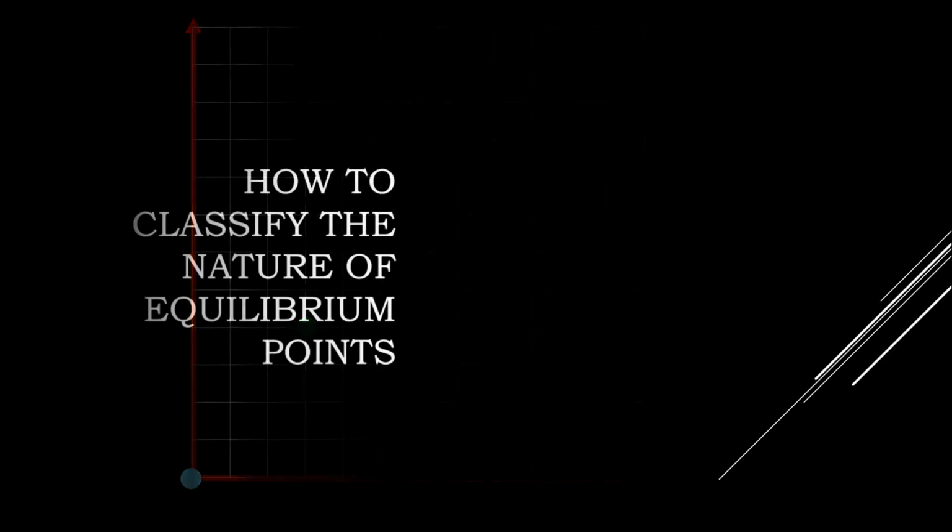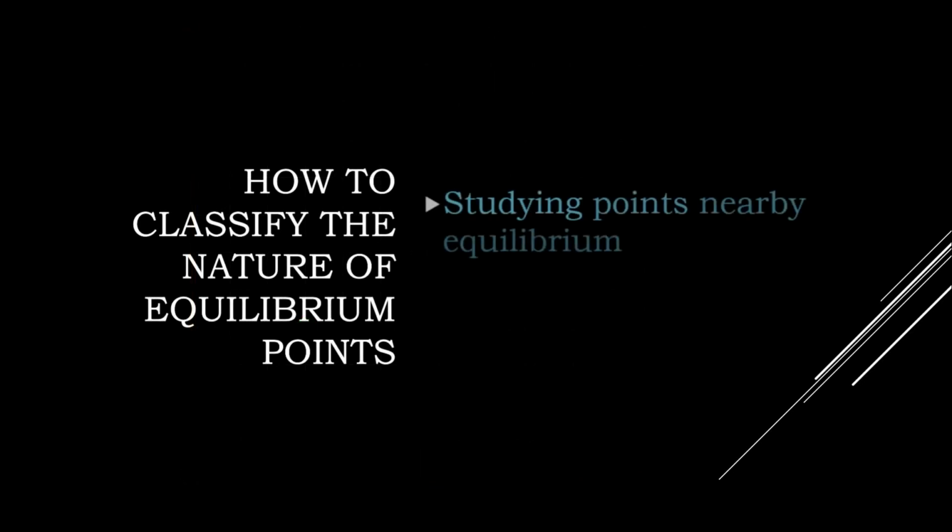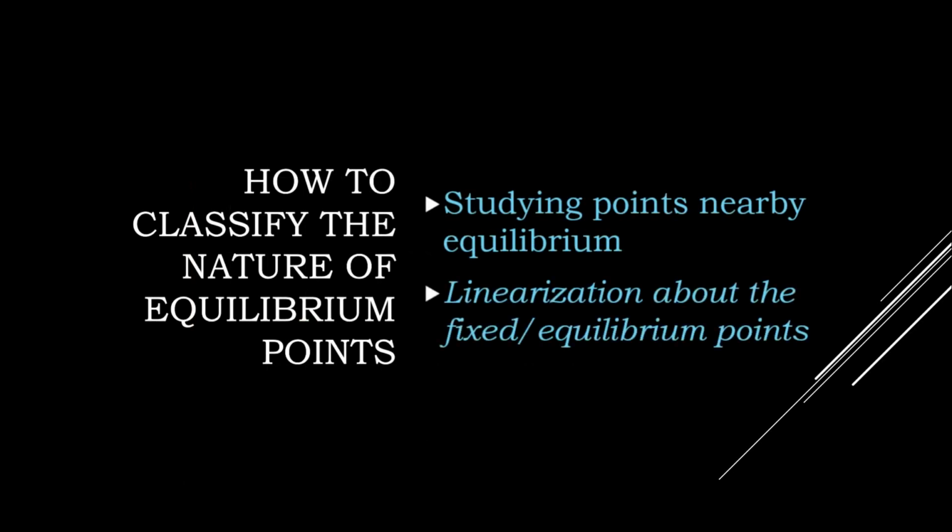So, imagine h is the x-axis and l is the y-axis. If we are here, we're at an equilibrium point. If we are here, we are at an equilibrium point. However, what happens where we are here? Are we going to go closer to one of the equilibrium points, or away, or how does the population change? This is why it's useful to classify the nature of the equilibrium points. We do this by studying the points nearby the equilibrium points. And the method we use is called linearization.